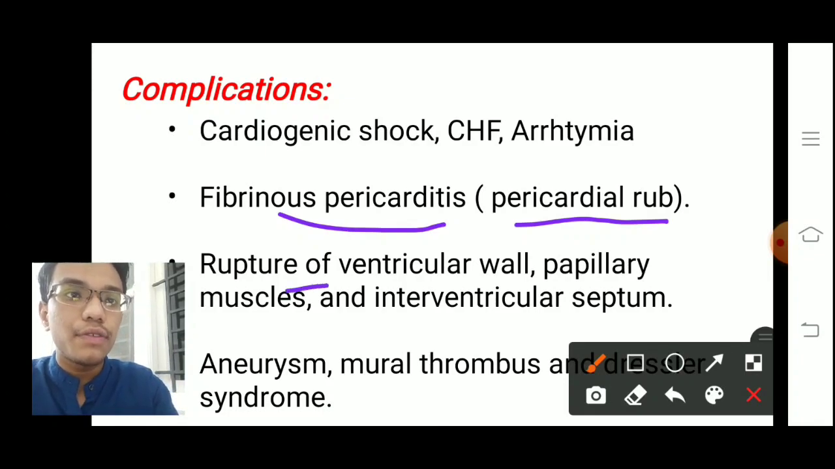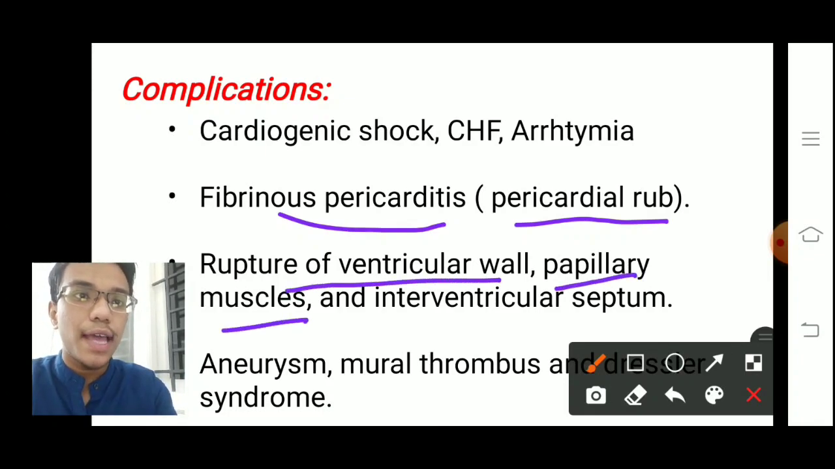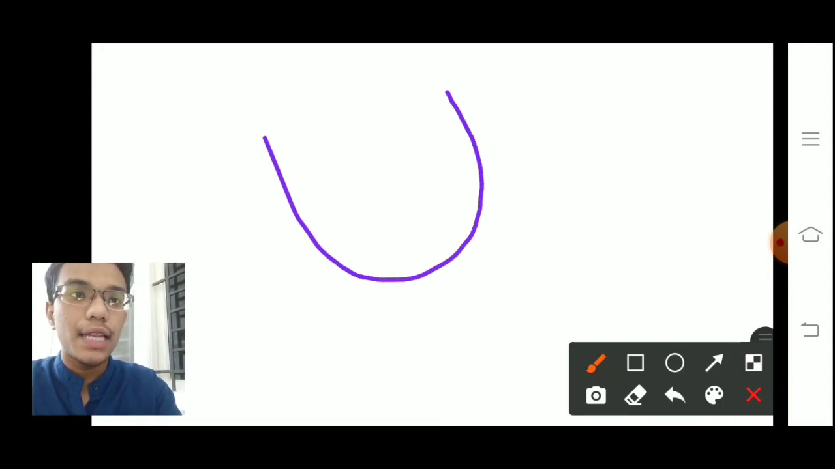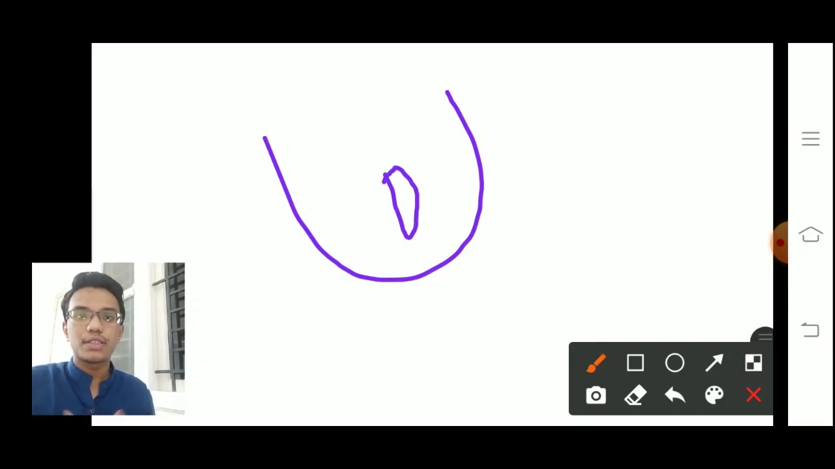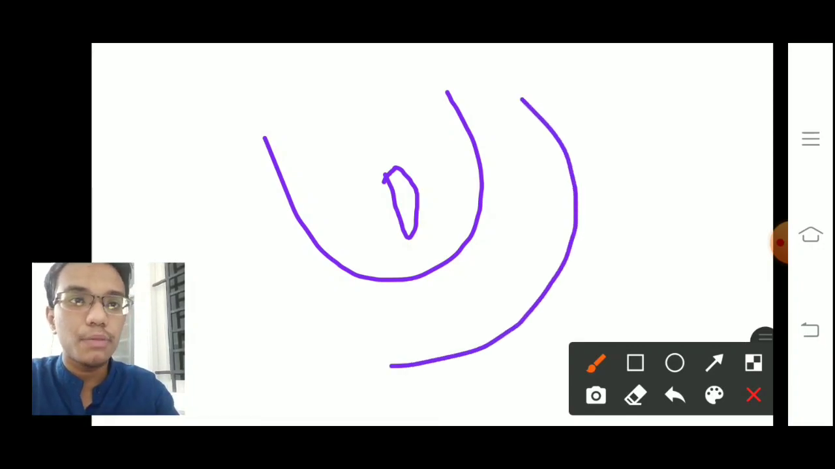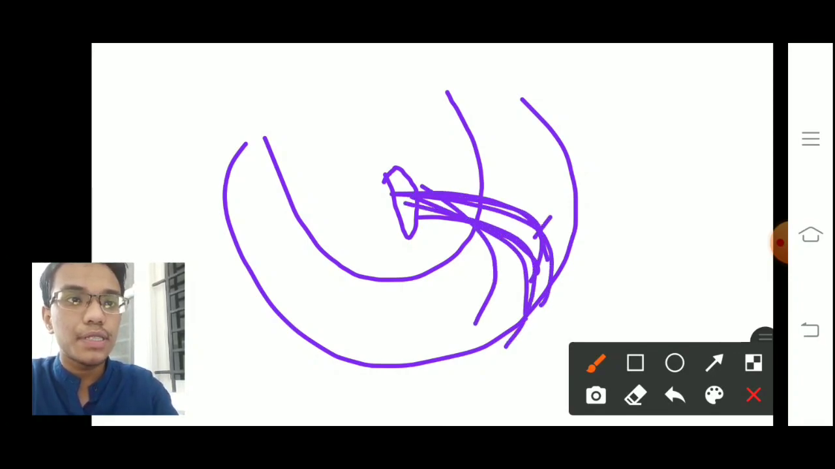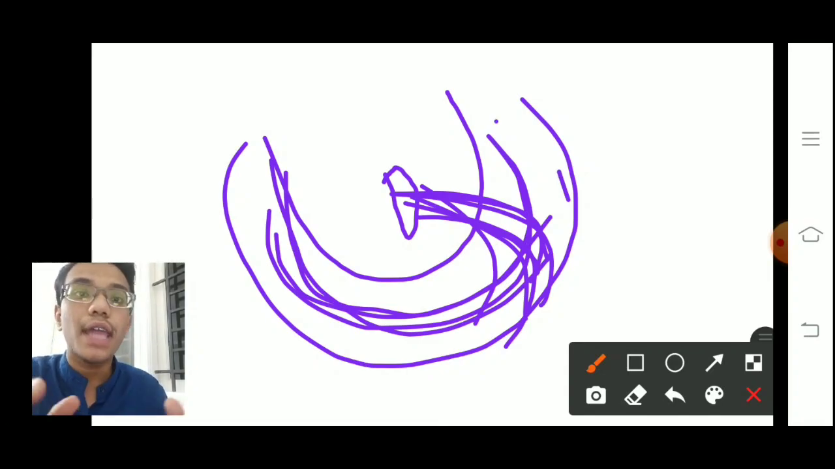One more is rupture of the ventricular wall, rupture of the papillary muscle, and rupture of the interventricular septum. Suppose this is the heart, and if rupture occurs here, that is the free ventricular wall gets ruptured, then what happens? Obviously, the pus and the fluid, cellular debris, neutrophils, macrophages, everything will be released into the surrounding pericardium. And as more pus and more neutrophils and cellular debris come in, it will compress the heart, leading to cardiac tamponade.